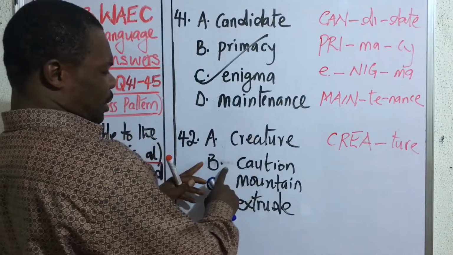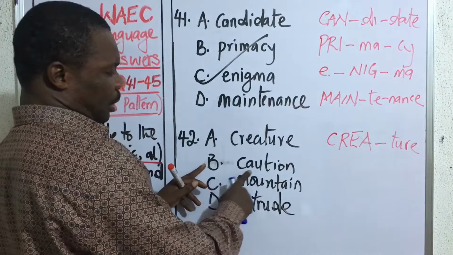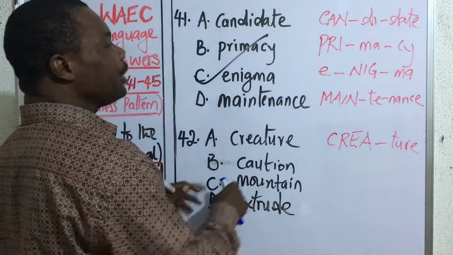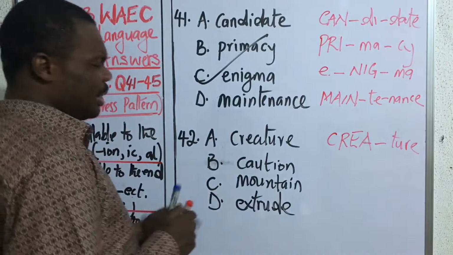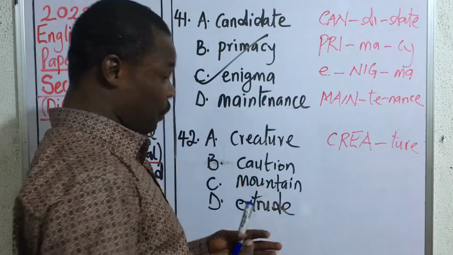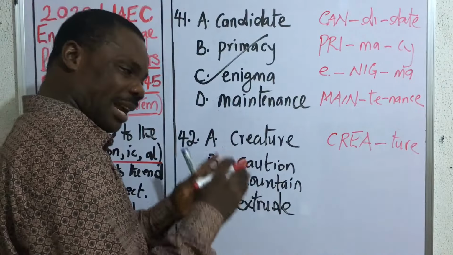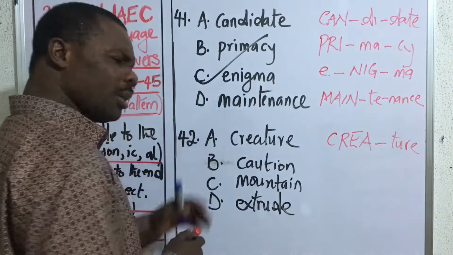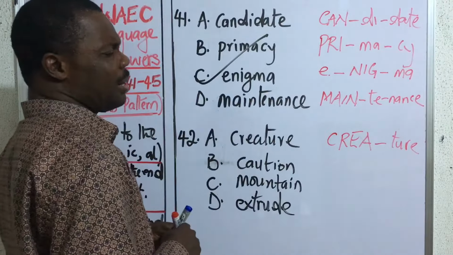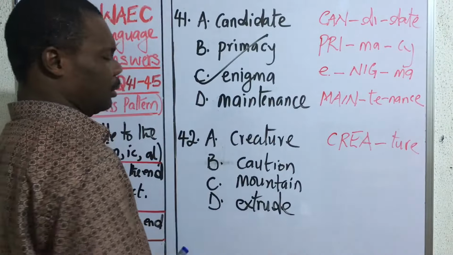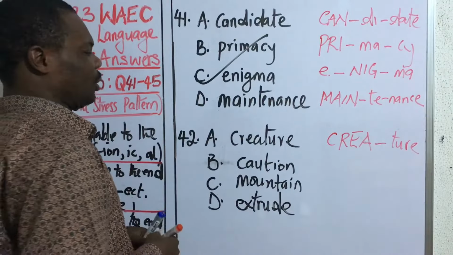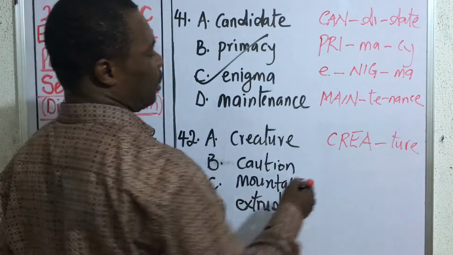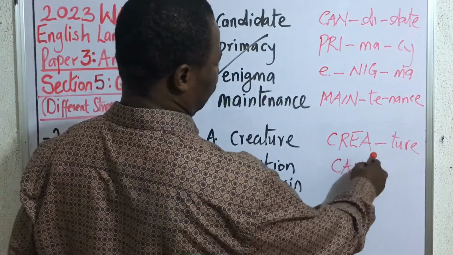What about the second option, option B, caution? For caution, is it a noun or an adjective? Because I told you if a word is disyllabic, just ask yourself, is it a noun or adjective? That's the rule for stressing disyllabic words. Caution is a noun, because it's not an action. Caution is like an instruction. So you stress the first syllable: caution.